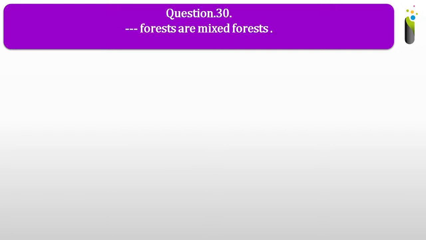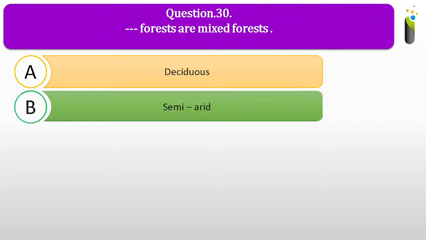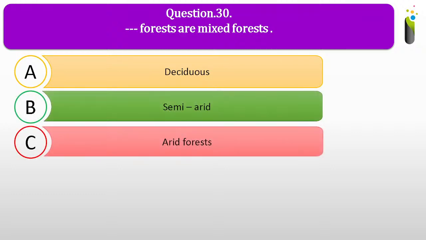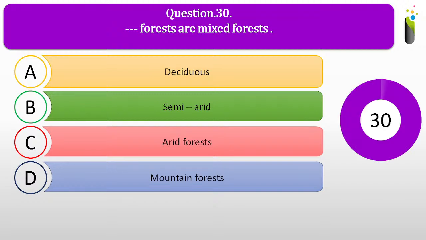Dash forests are mixed forests. A. Deciduous. B. Semi-arid. C. Arid forests. D. Mountain forests. And your time starts now. Tell me which are the forests which can be called the mixed forests.